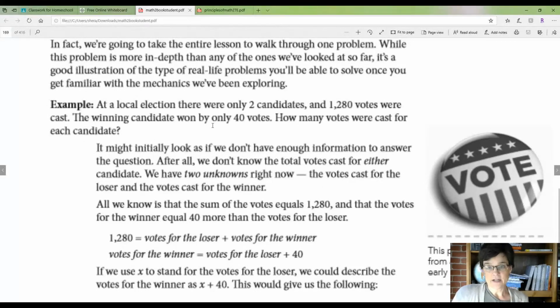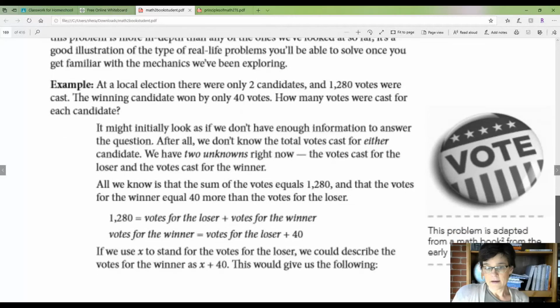At a local election, there were only two candidates, and 1,280 votes were cast. The winning candidate won by only 40 votes. How many votes were cast for each candidate? So it might look initially like we don't have enough information to answer that. We don't know the total votes that were cast for either candidate. We've got two unknowns: the votes cast for the loser and the votes cast for the winner.